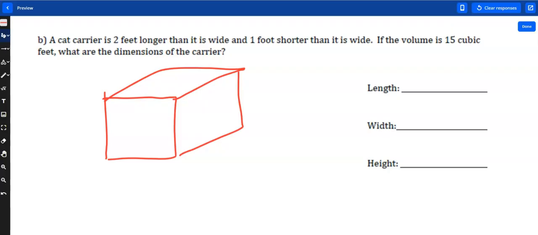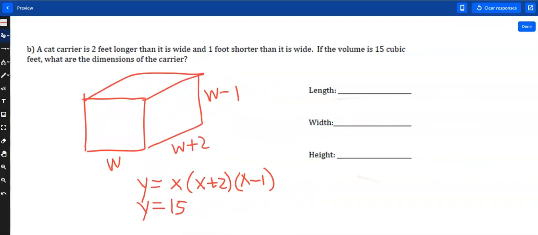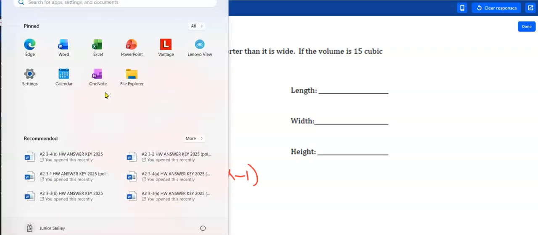Cat carrier, 2 feet longer than it is wide. 1 foot shorter than it is wide. Volume is 15, so we're going to have two different formulas. One is going to be just y equals 15, and the other is going to be x times x plus 2 times x minus 1. I'm just replacing the w's with x's so I can go straight to my Desmos.